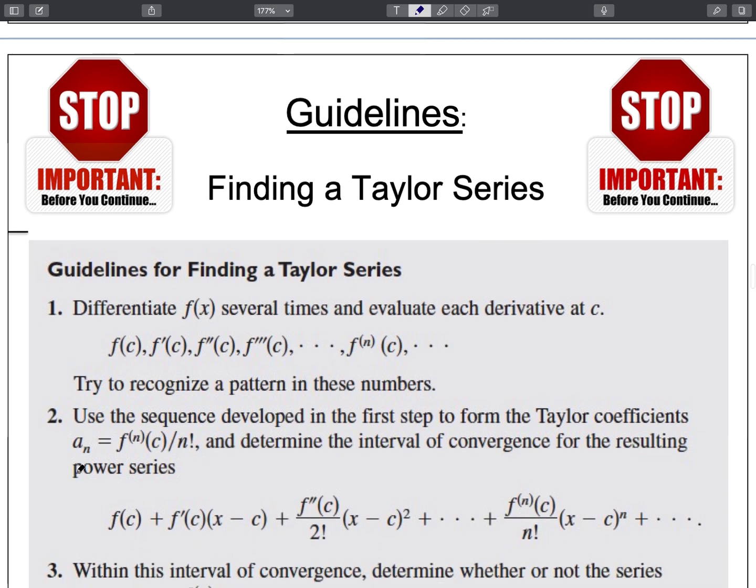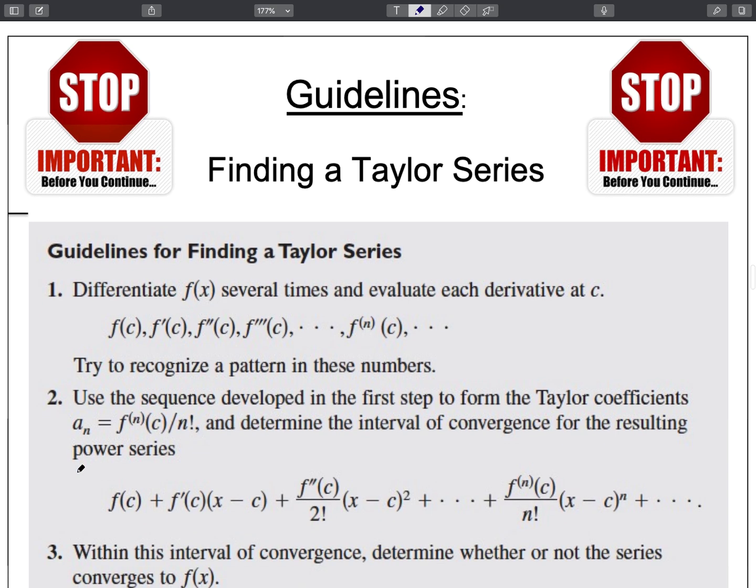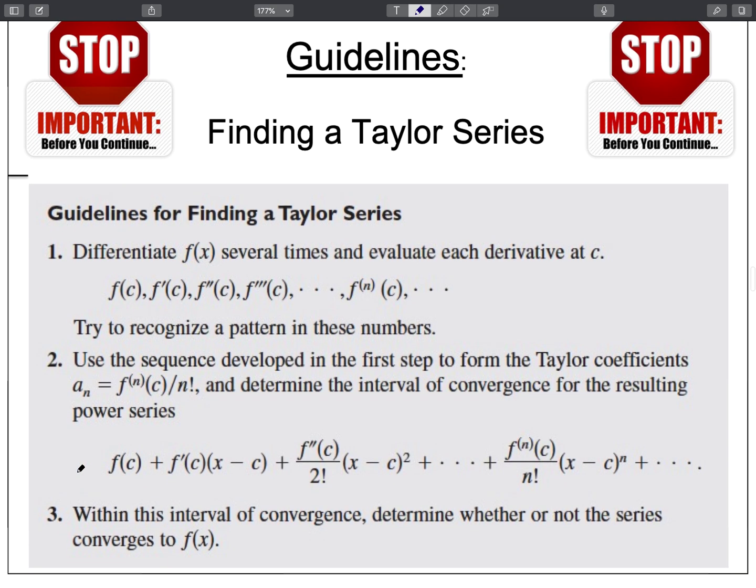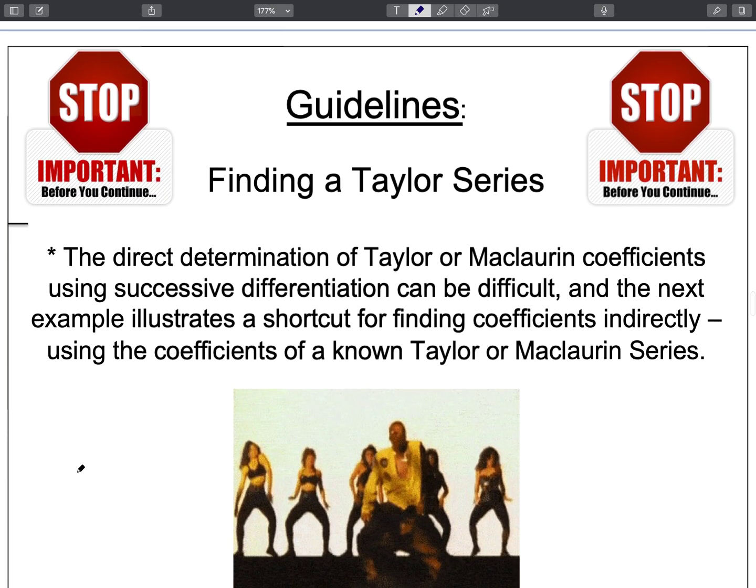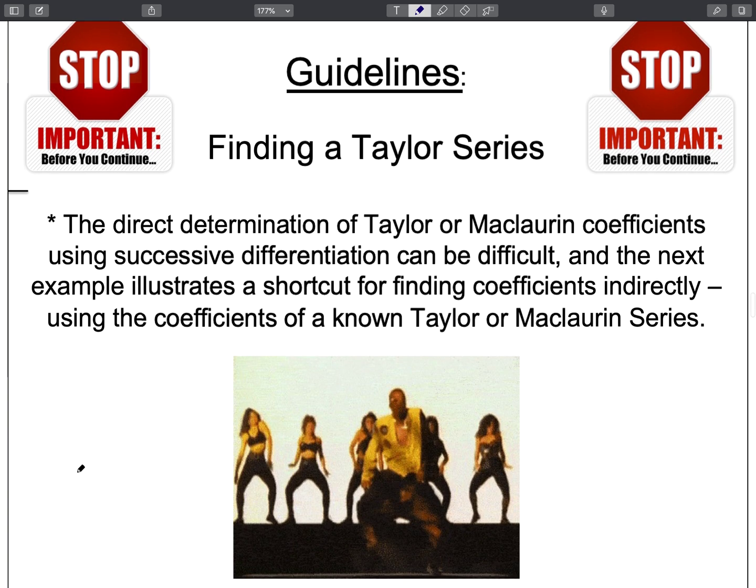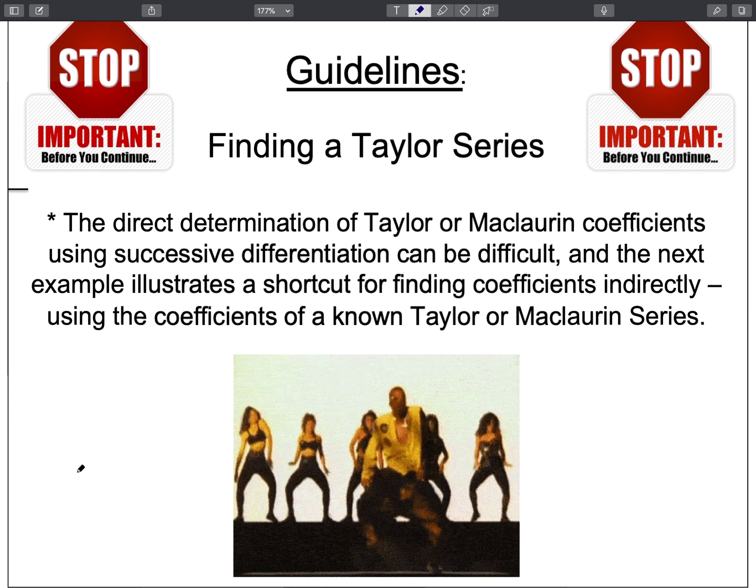Okay, so then the next thing that shows up in the notes are some guidelines for finding a Taylor series. We know how to find Taylor series, so let's see what happens. Another thing that shows up here is a statement that says the direct determination of Taylor or Maclaurin coefficients using successive differentiation can be difficult. And the next example illustrates a shortcut for finding coefficients indirectly using the coefficients of a known Taylor or Maclaurin series.